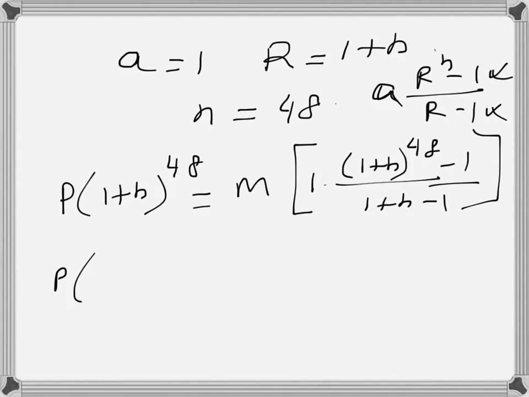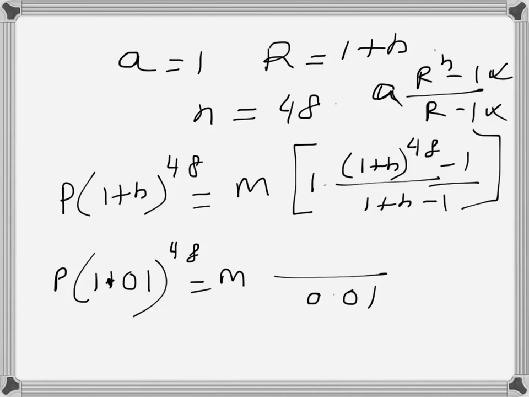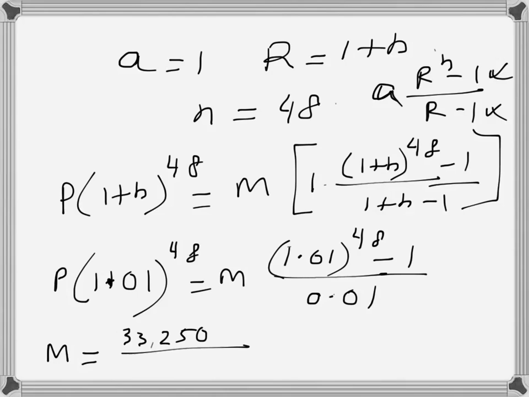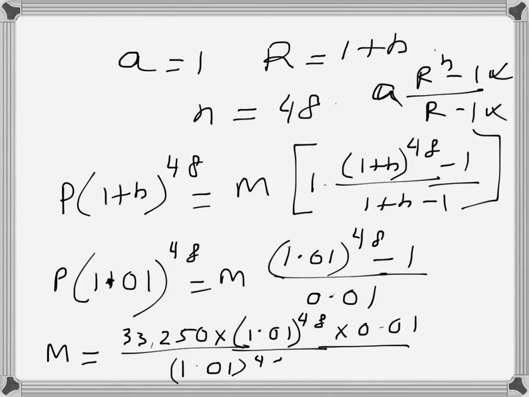So now I will plug in the value of R, which is 0.01, so 1 + R becomes 1.01. M is the unknown here, so we have to find M actually. So this is 0.01, and this is 1.01 to the power 48 minus 1, like that. And P is 33,250. So M will now be 33,250 times 1.01 to the power 48 and times 0.01, and the denominator will be 1.01 to the power 48 minus 1.